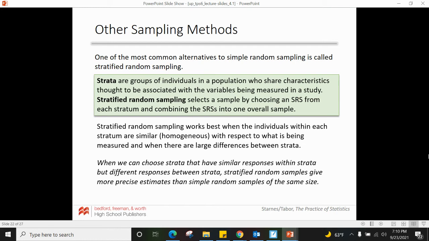When we can choose strata that have similar responses within strata, but different responses between strata, stratified random sampling gives more precise estimates than a simple random sample of the same size. Again, you might get more information knowing how the freshmen, the sophomores, juniors, and seniors each individually respond, and then collectively as a whole.